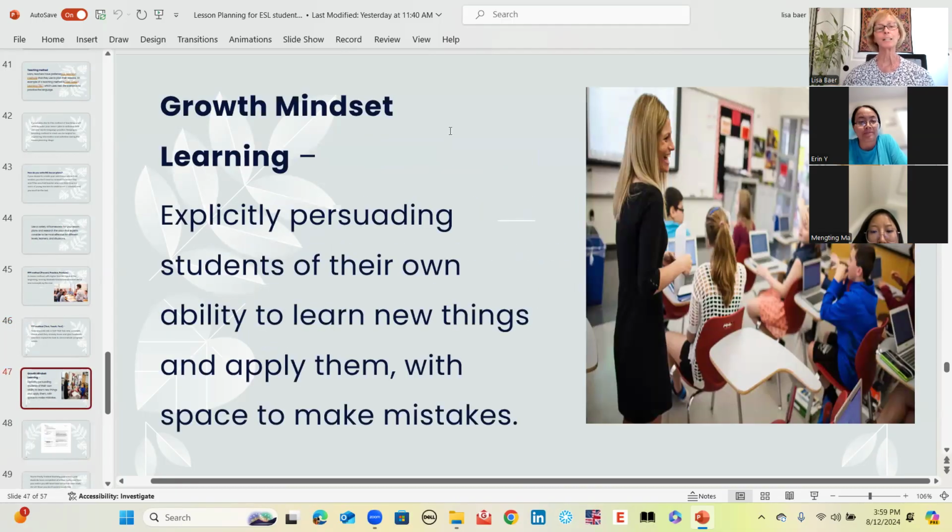Growth mindset learning: explicitly persuading students of their own ability to learn new things and apply them, with space to make mistakes. So you want to reinforce this growth mindset, that it's okay to make mistakes. We all learn our own way. It's all okay to make mistakes. Of course, once you've learned something and you should have acquired the knowledge of it, then you should make fewer mistakes.